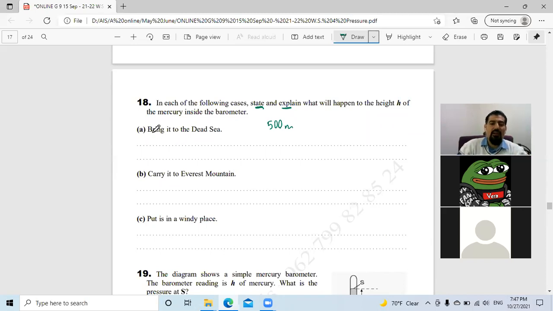Now, bring it to the Dead Sea. Will h increase? Why increase? Because the atmospheric pressure there is high, it is greater there.